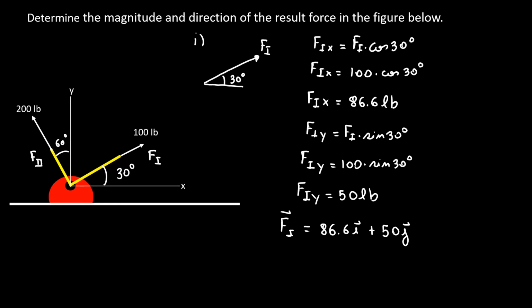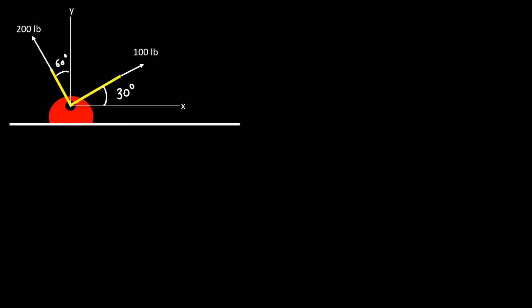Now we're gonna do this. So our F2x is equal to minus, because it's pointing to the left, minus F2 times sine of 60. Why sine? Because I have my vector here, F2x, and my other vector in the y direction is F2y.